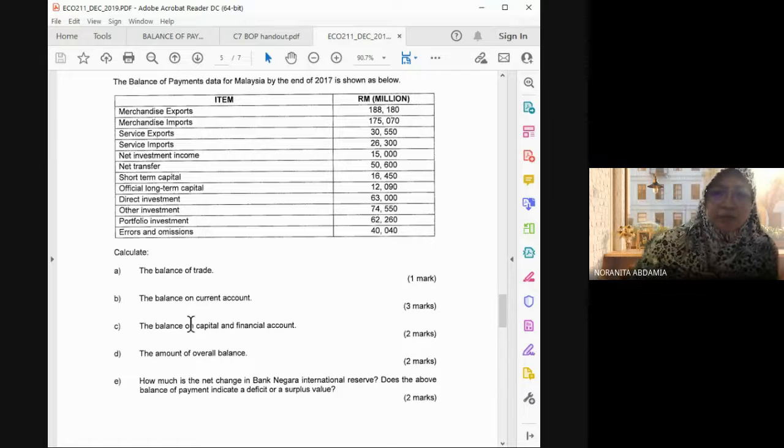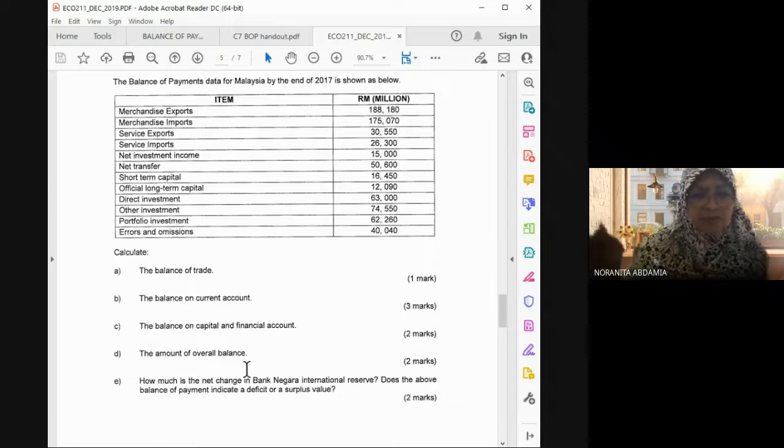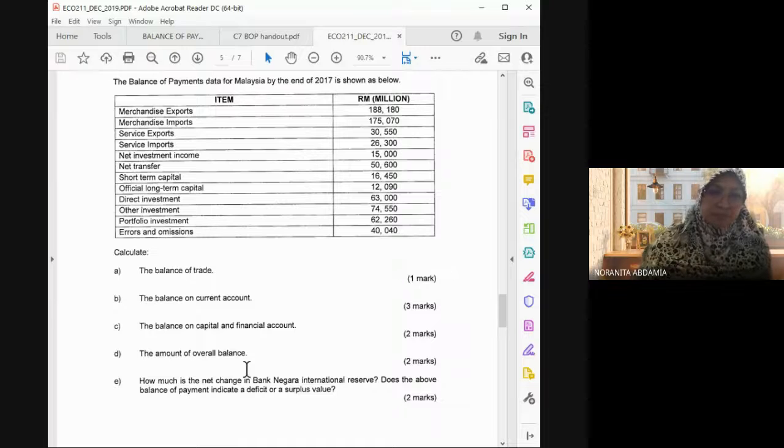Okay. Alright. So these are for C and D, the amount of the overall balance. Overall balance, give the formula. Overall balance is equal to the current plus the financial and capital plus the errors and omissions. Then replace the value, give the answer. Simple. Okay. How much is the net change in the Bank Negara International Reserve? Does the above balance of payments indicate a deficit or surplus?